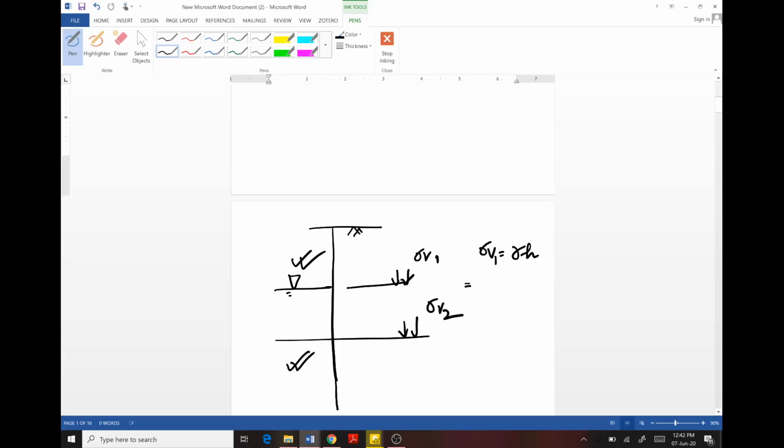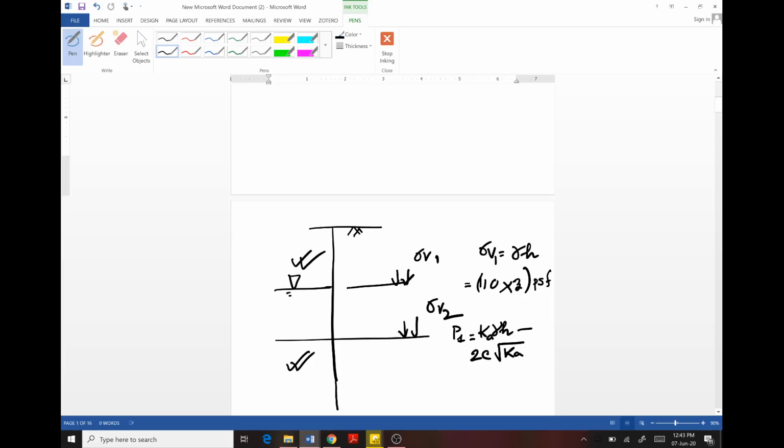Now overburden pressure sigma V1 equals gamma H. So what was the gamma? 110 into h equals 3 PSF. Now we will have to determine the earth pressure P1, which is Ka gamma h minus 2c root over Ka.